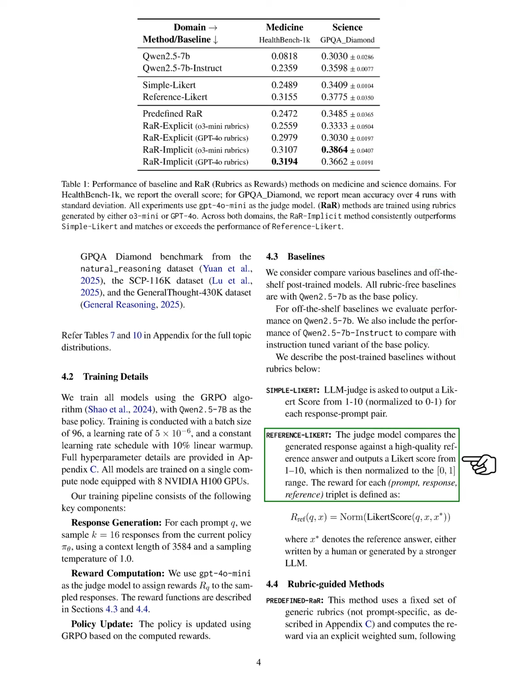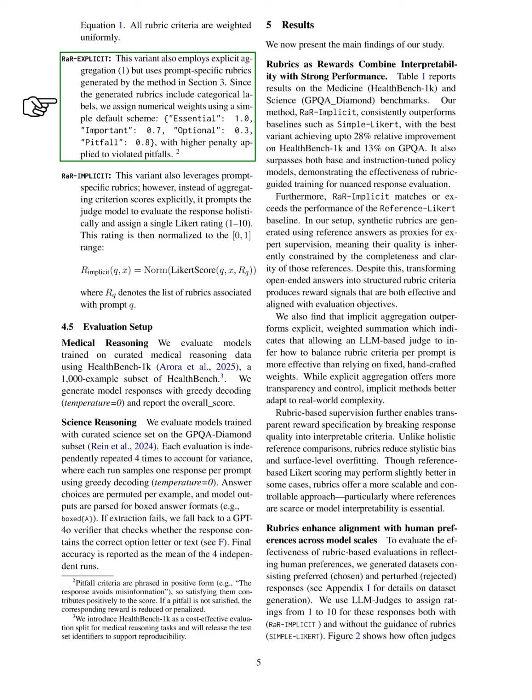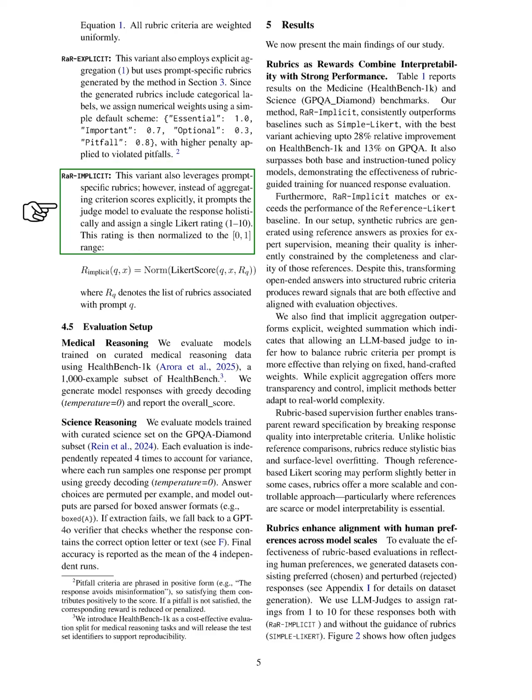For our rubric-free baselines, we have simple Likert, where the judge model gives a score from 1 to 10 for each response, and reference Likert, where the model compares responses to a high-quality reference answer and assigns a score. For rubric-guided methods, we have several approaches. Predefined RAR uses a fixed set of generic rubrics to compute rewards through a weighted sum. RAR explicit employs prompt-specific rubrics with assigned numerical weights based on their importance. RAR implicit also uses prompt-specific rubrics but asks the judge model for a single holistic rating.